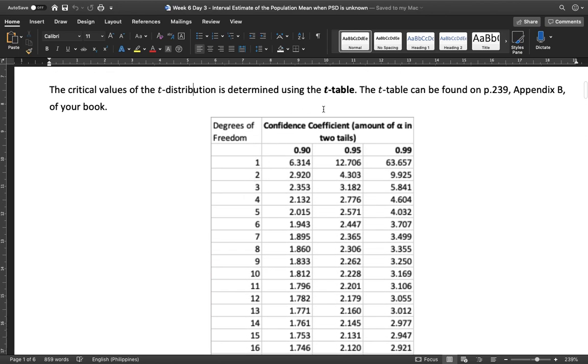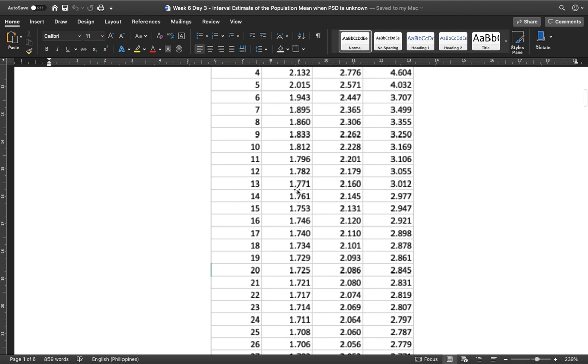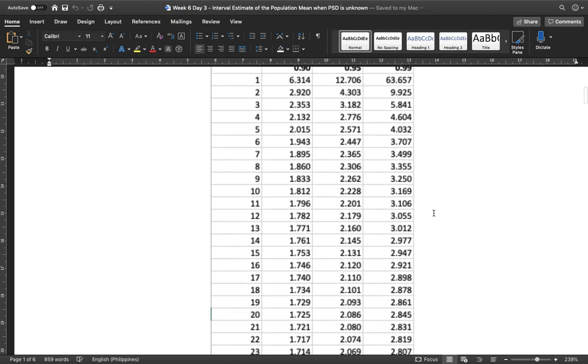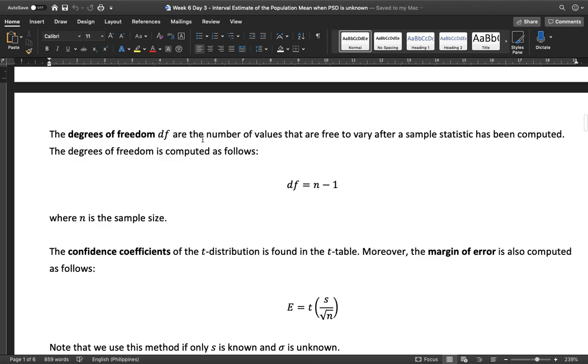Then, we have the confidence coefficient, amount of alpha in two tails. Pag 90% ang confidence level, ito yung gagamitin values. Kapag 95%, itong gagamitin values. Kapag 99%, itong gagamitin yung values. So, yan. So, the degrees of freedom, DF, these are the number of values that are free to vary after a sample statistic has been computed.